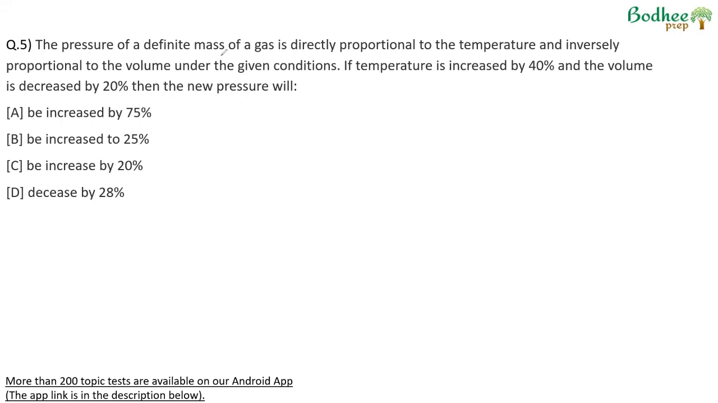The pressure of a definite mass of gas is directly proportional to temperature and inversely proportional to volume. So we can say P is proportional to T upon V. To write the equation, we can say P is equal to K constant into T by V. Under the given conditions, if the temperature increased by 40% and the volume is decreased by 20%, then the new pressure will be?